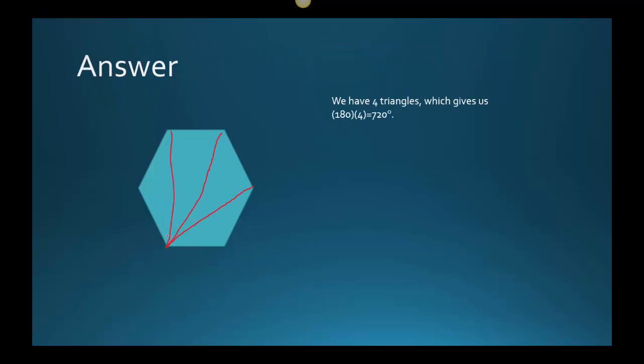So here's the point I picked, and then the lines I drew. Okay, so that shows me I have 1, 2, 3, 4 triangles in this hexagon. So this says I need to do 4 times 180, which is 720 degrees.